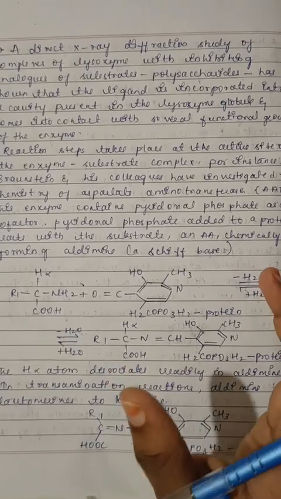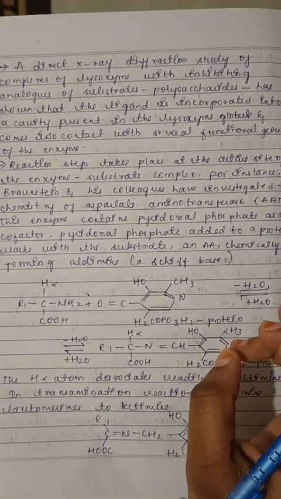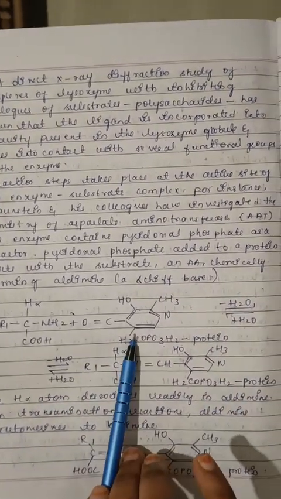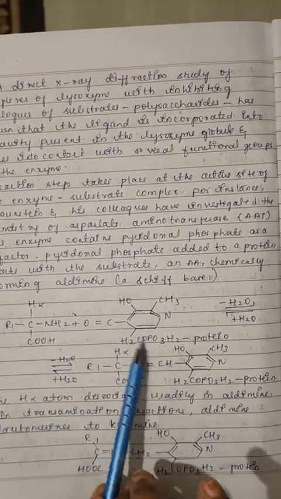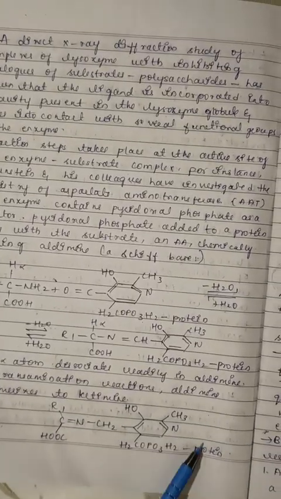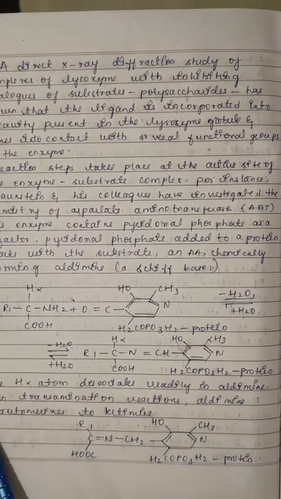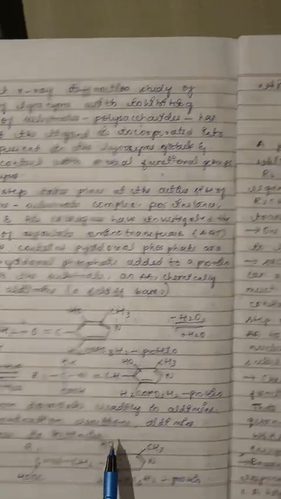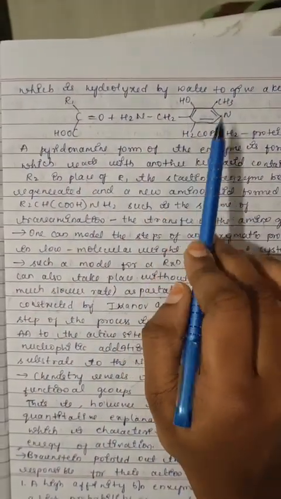For instance, Bronstein and his colleagues have investigated the chemistry of aspartate aminotransferase. This enzyme contains pyridoxal phosphate as a cofactor. Pyridoxal phosphate added to a protein reacts with the substrate, an amino acid, chemically forming an aldimine. This is called the Schiff base. Here we can observe that the hydrogen alpha atom dissociates readily in the aldimine in the transamination reaction, and the aldimine tautomerizes to ketimine, which is hydrolyzed by water to give the keto acid.